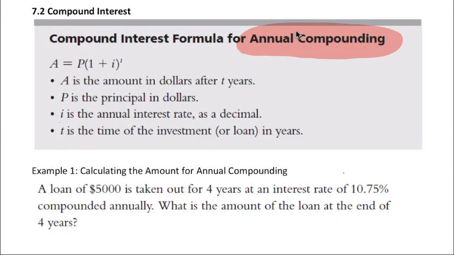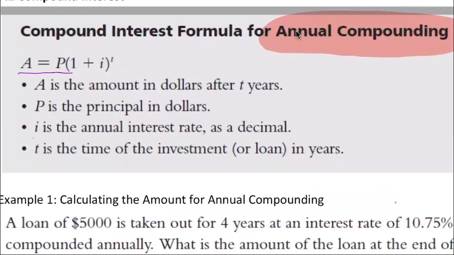So with compound interest for an annual compounding period, our formula is A is equal to P times 1 plus I, which is our interest rate, to the power of T. A is the amount of money you have after however many years. So this is inclusive of the interest, unlike our simple interest formula. So this is our principal plus our interest. P is our principal. I is our annual interest rate, again as a decimal. And T is our time, again in years. So much of it's the same, a little bit different.